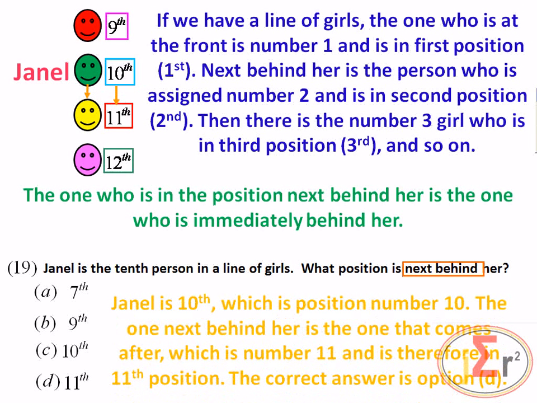Janelle is 10th, which is position number 10. The one next behind her is the one that comes after, which is number 11, and is therefore in 11th position. The correct answer is option D. D, right there.